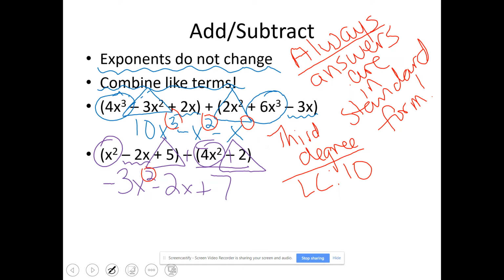Again, our exponents, we have second power, first power, no exponent, so we're in standard form. This is a second degree polynomial, and our leading coefficient is negative 3.